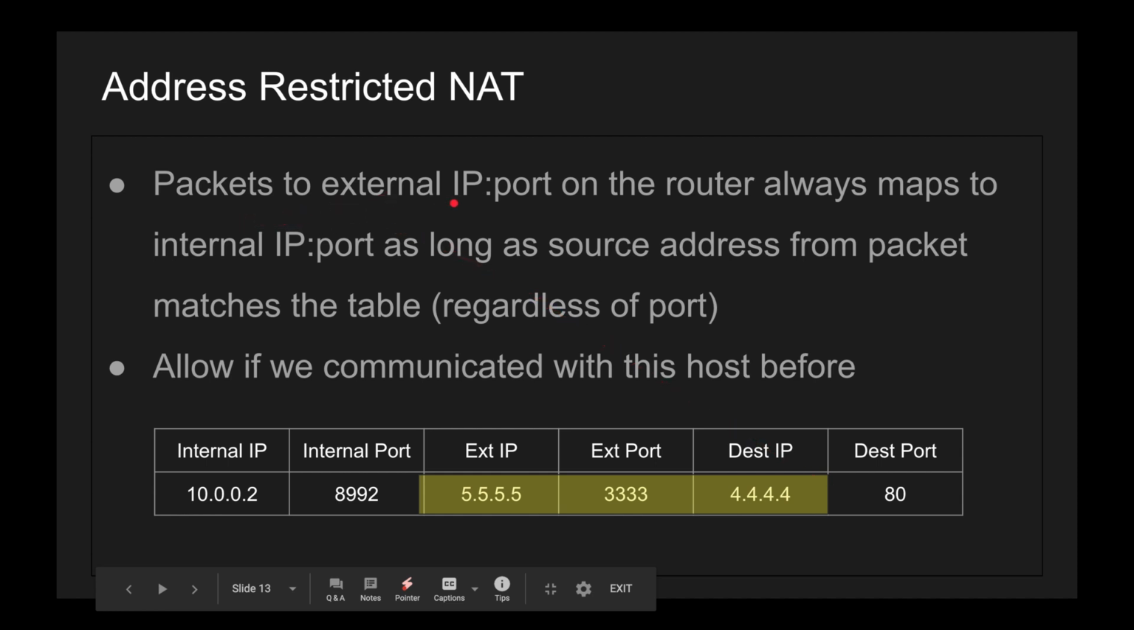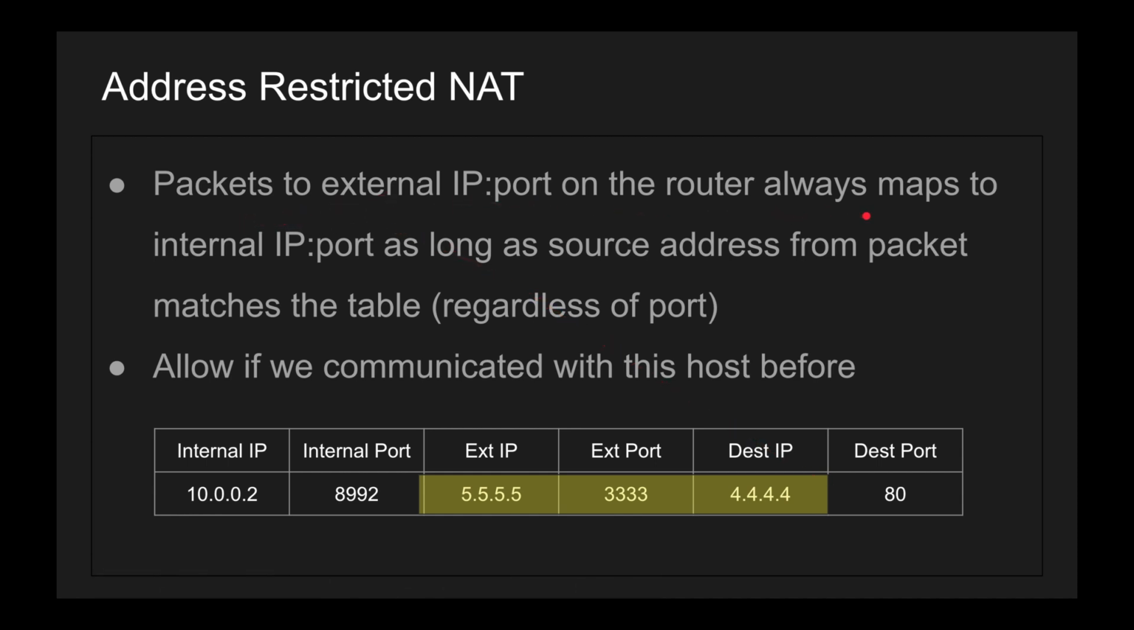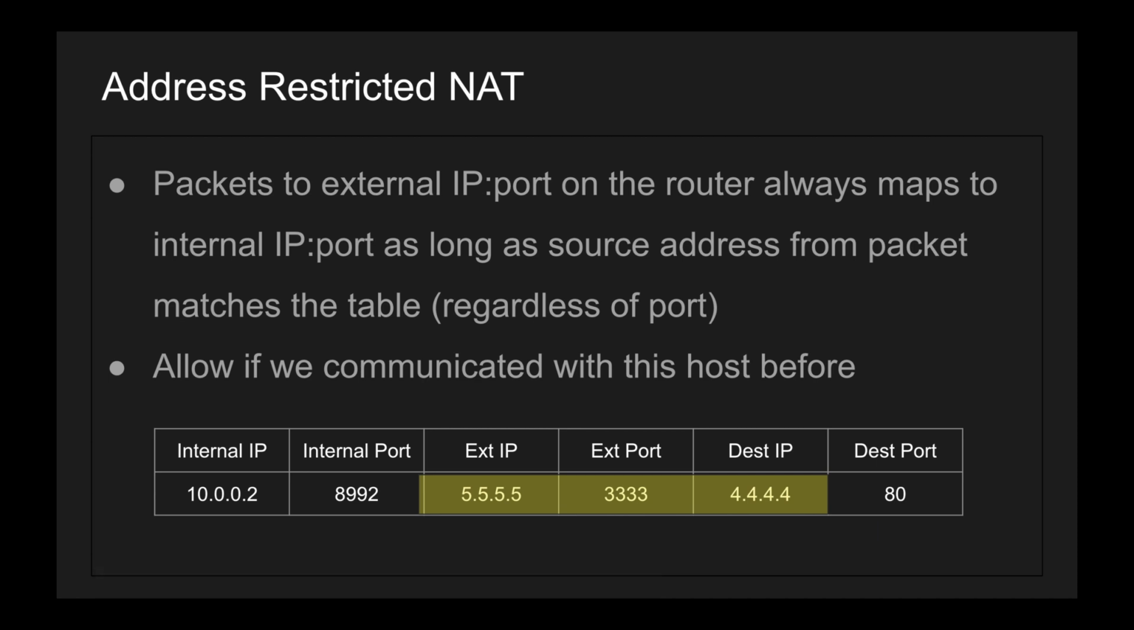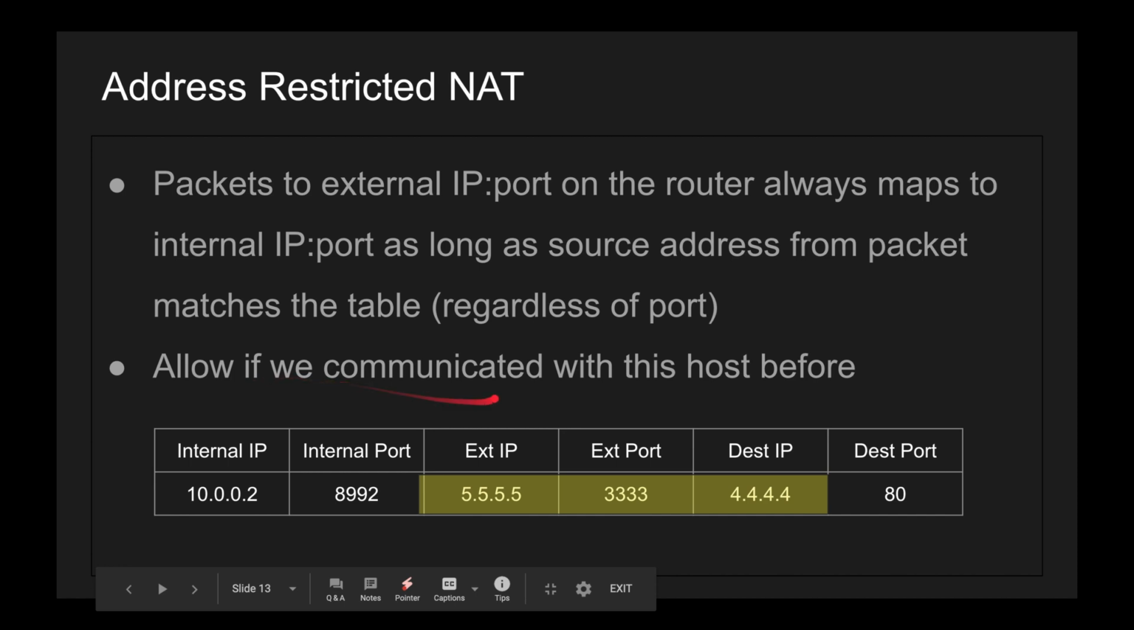So packets to the external IP port on the router always map to the internal as long as the source address from the packet matches the table, regardless of the port. If we found that we visited you before, whether in this entry or other entries in the NAT, we're going to let you in, because that means we trusted you before. We communicated, so the firewall actually allowed you in, so you're kind of good. We'll allow it. So allow if we communicated with this host before. That's what it means, right?